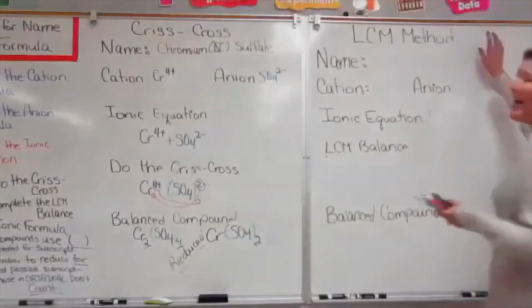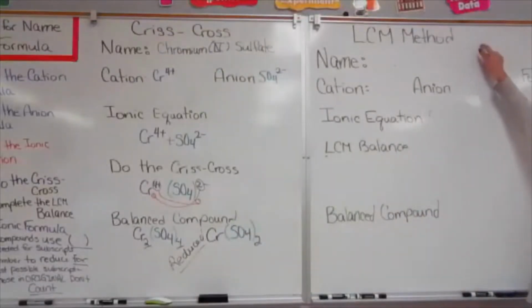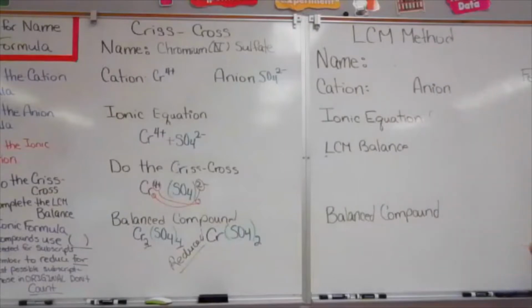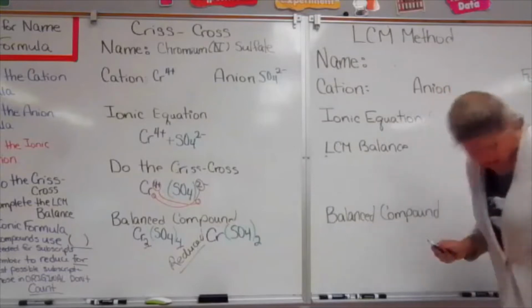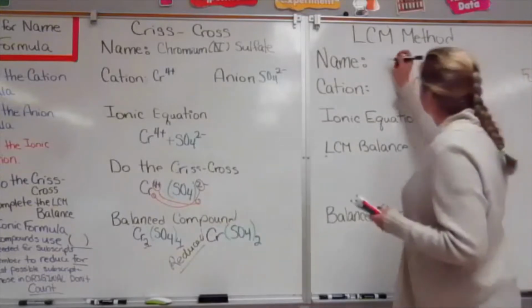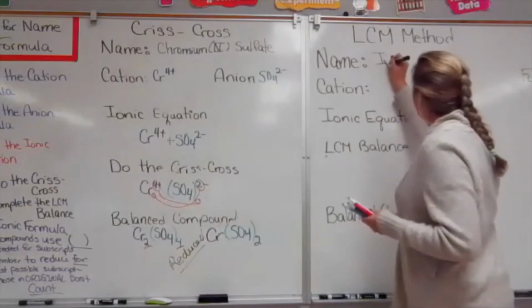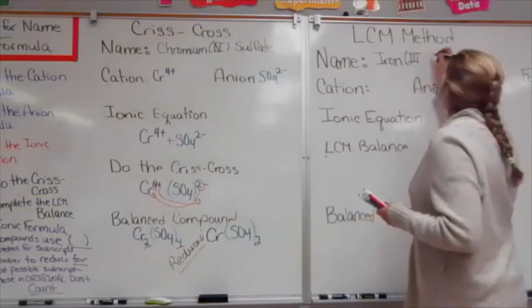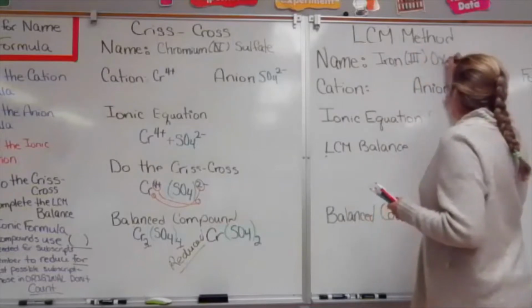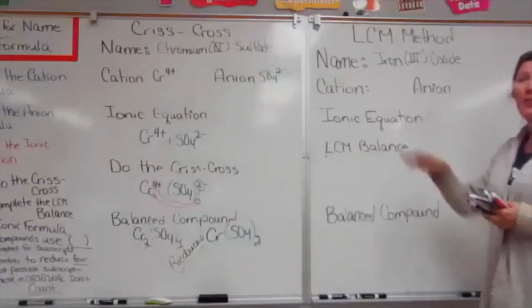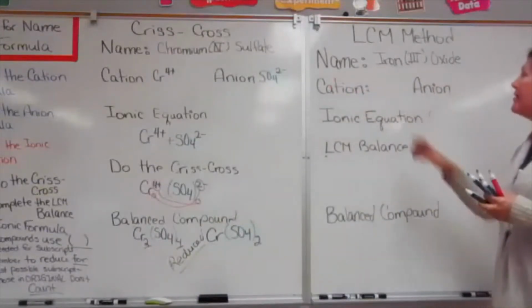So now we're going to talk about the LCM method. And we're going to remember that the first 3 steps are the same. The first thing is you always have to start with the name of a compound. So we're going to start with iron 3 oxide. Once you have the name, you're going to pull apart the cation from the anion.